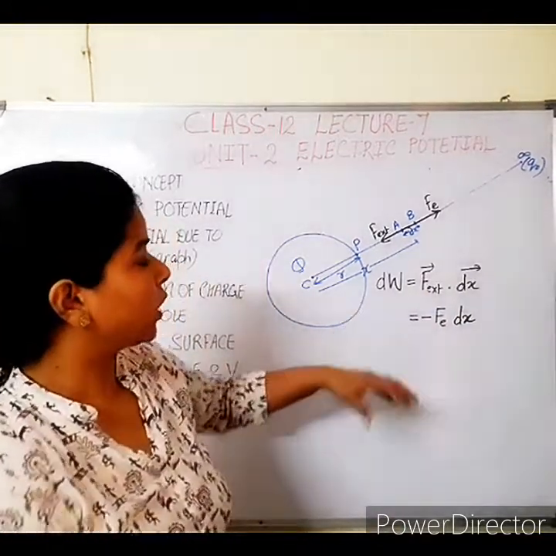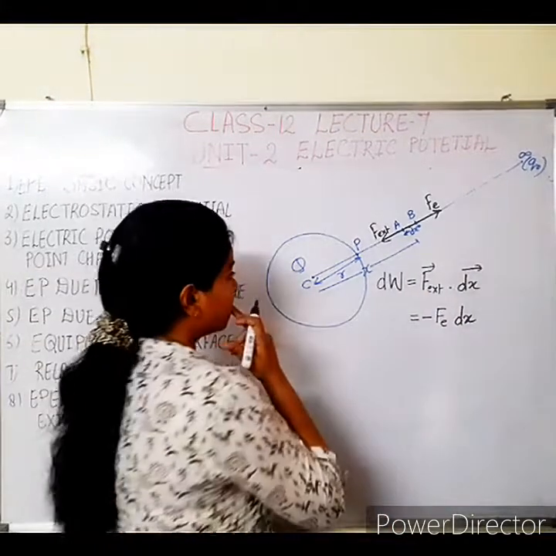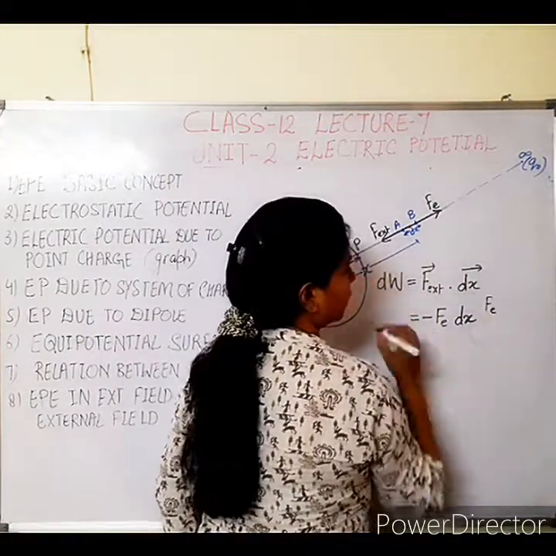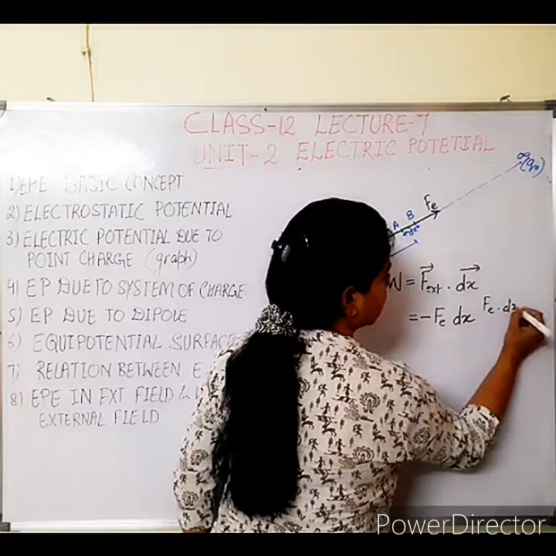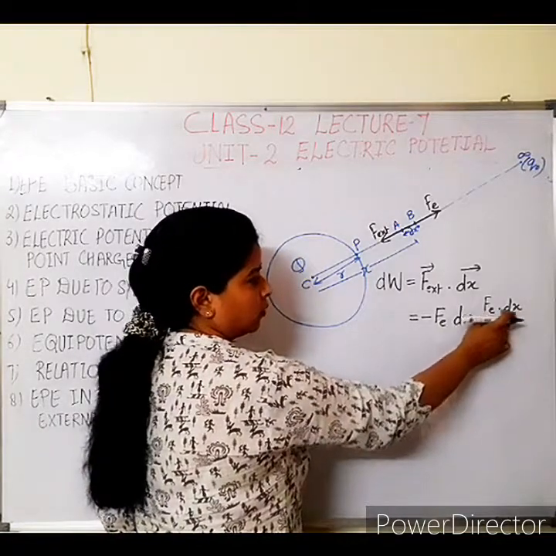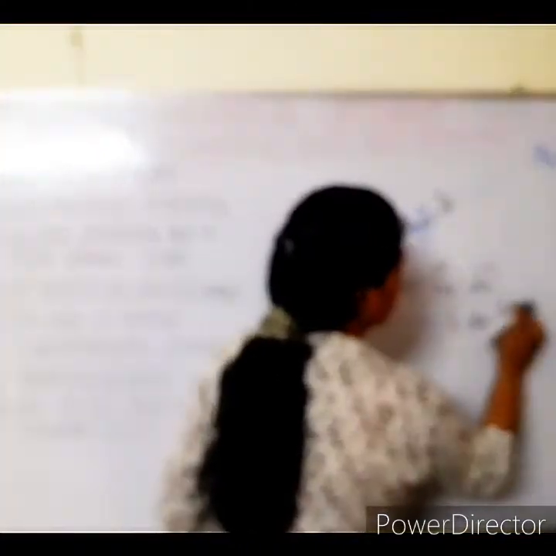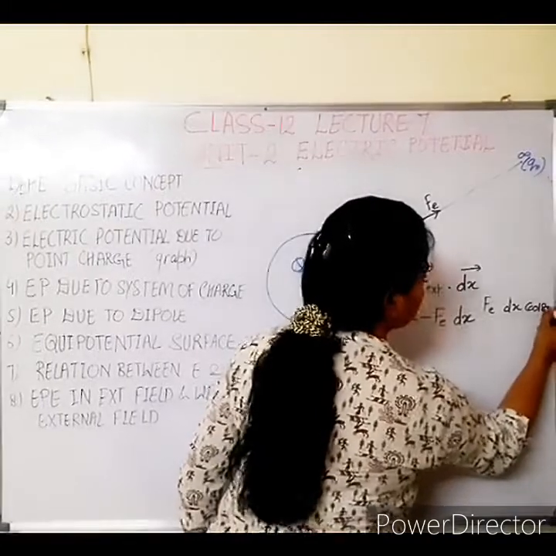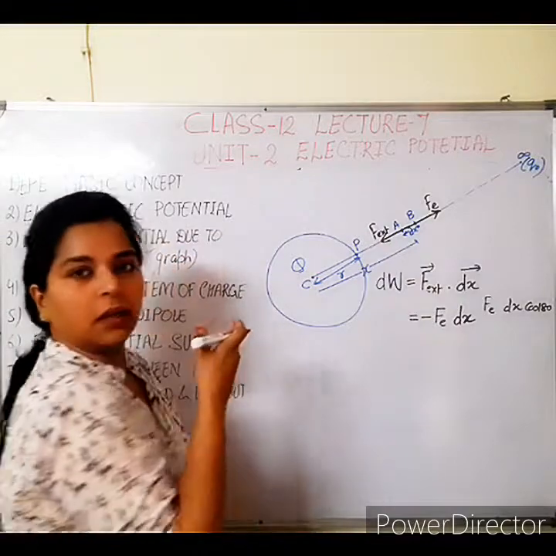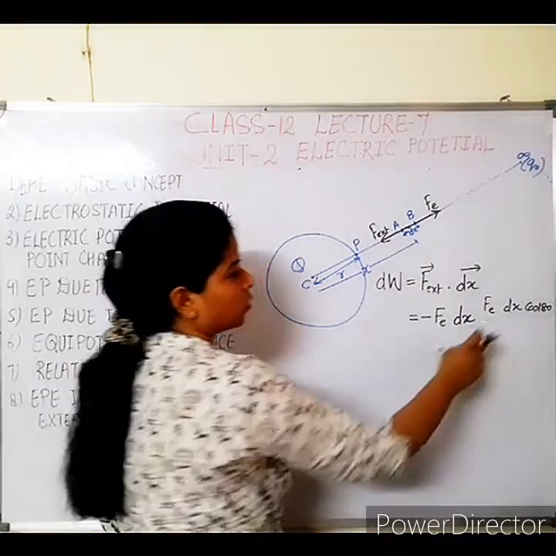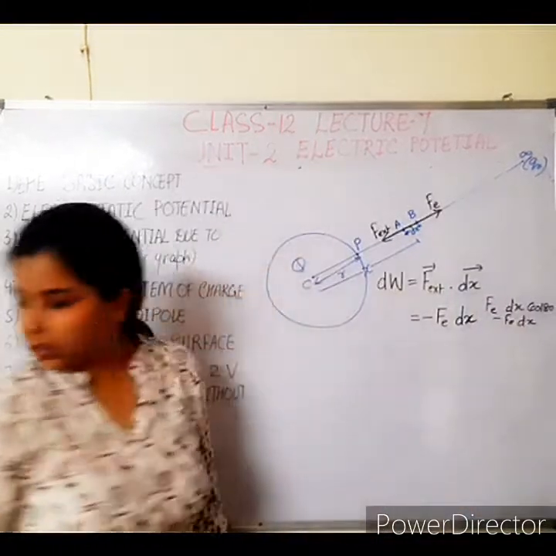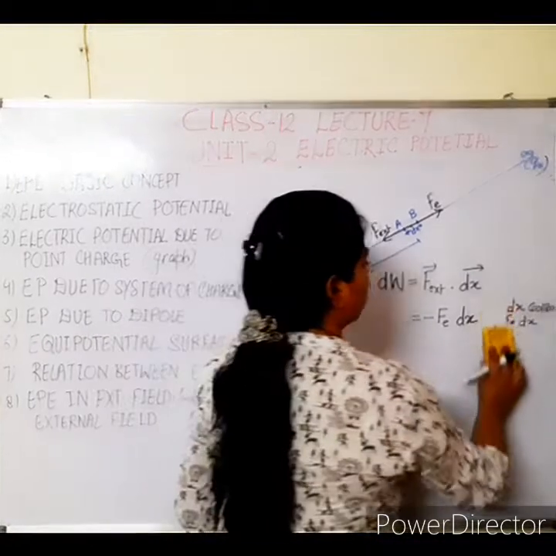You can assume it in another manner too: in place of F external, you can note down Fe dot dx. The dot should be between the electrical force and the displacement. The angle is what? It is cos 180 degrees. The electrical force is applied towards infinity and the displacement is towards the center. So the angle between the two is 180 degrees, and cos 180 degrees gives minus Fe dx. So in both forms you will get the same result. That is why you can assume either of the two.